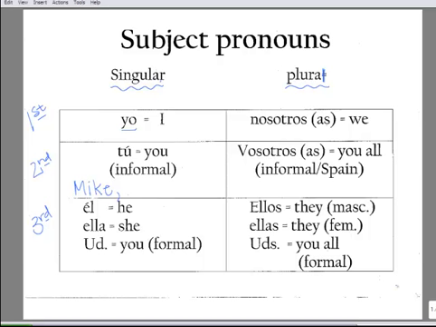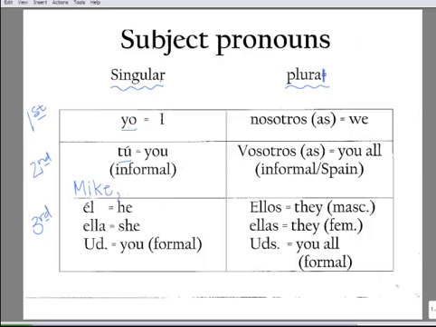So tú, T-U with an accent over the U, is you. I'm talking to you. And so it's tú, T-U, the subject pronoun. Sometimes instead of the subject pronoun, like I said, you'll see the name and then a comma, and that tells us you're talking to somebody.